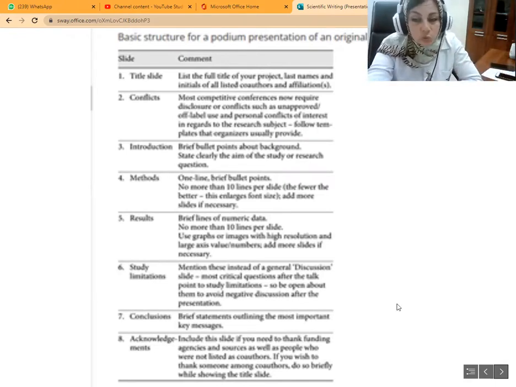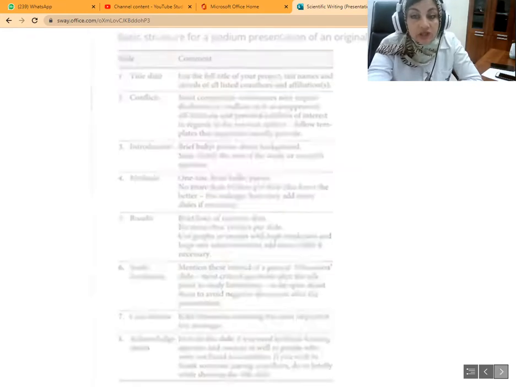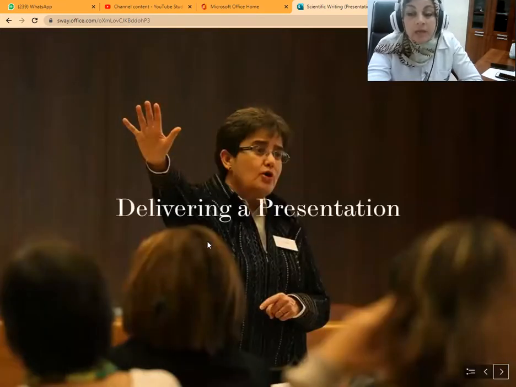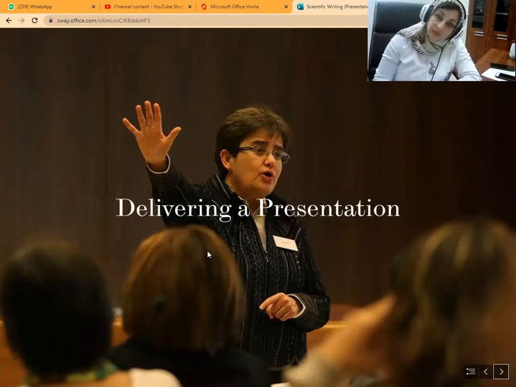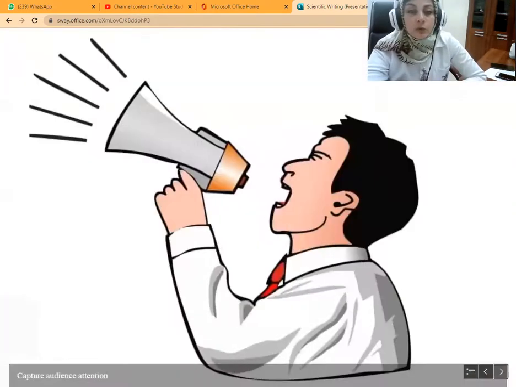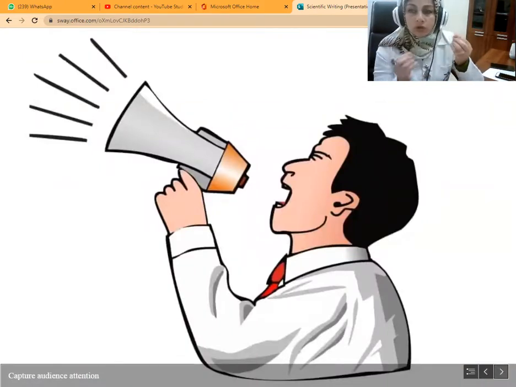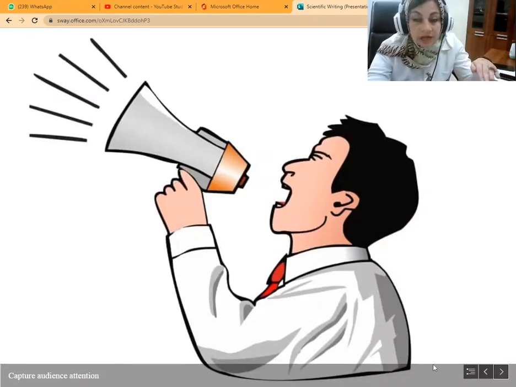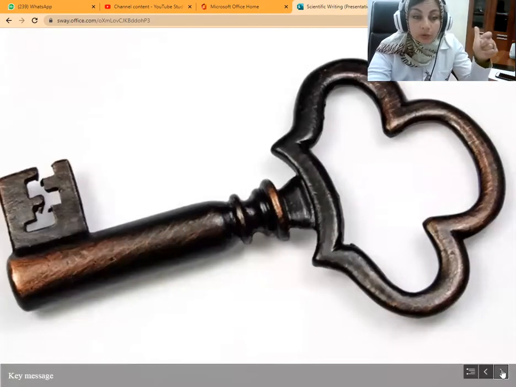This table tells you what goes in each section. Now after you've planned, it's time to deliver the presentation, and let's ask ourselves a few questions. What do we need to do? Number one, please capture audience attention. Do not leave the audience uncaptured. You need their attention. So plan very well how you'll do this.